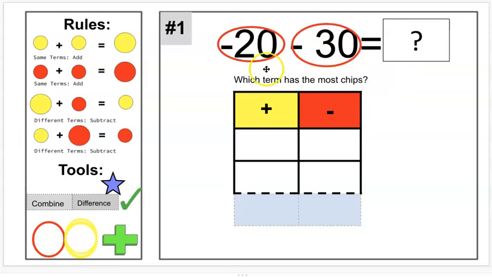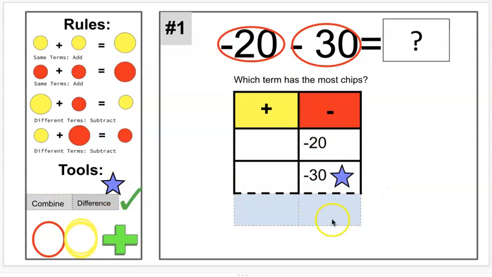The next step is to answer this question, which term has the most chips? But before we do that, we need to make sure that we put it in the right place. We have negative 20, so negative 20 goes there. And then we have another negative, so that's going to be negative 30. So which term has the most chips? If we were to draw all these, we would say the negative 30 has the most chips.